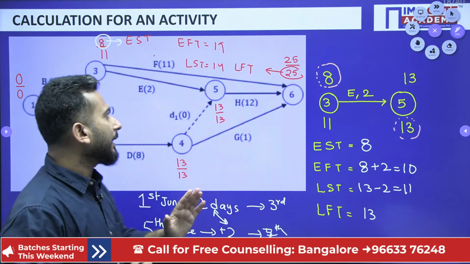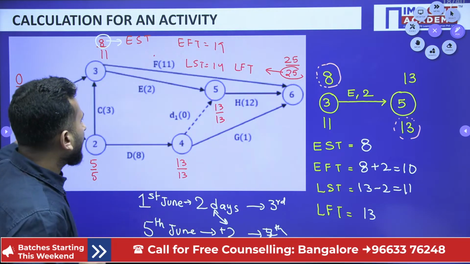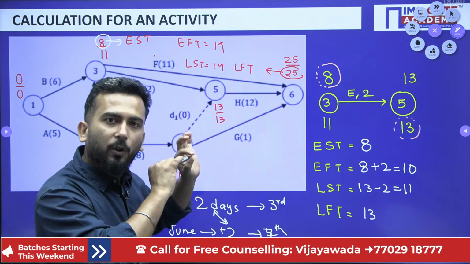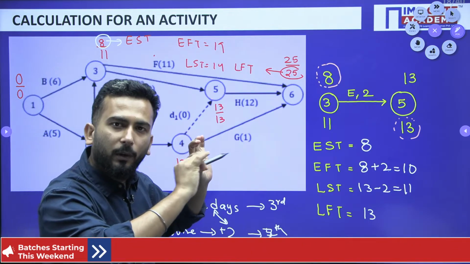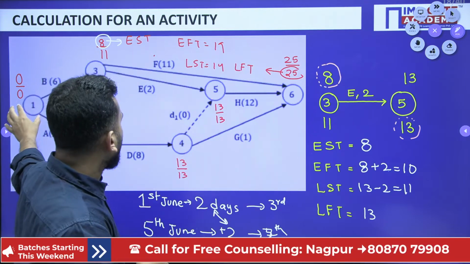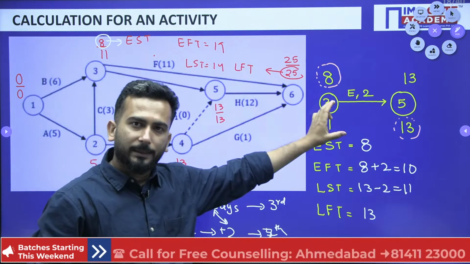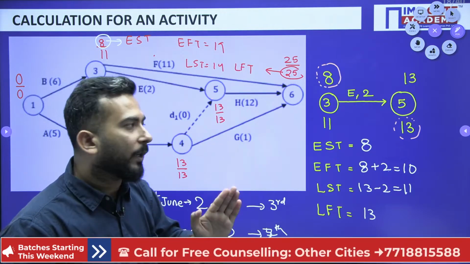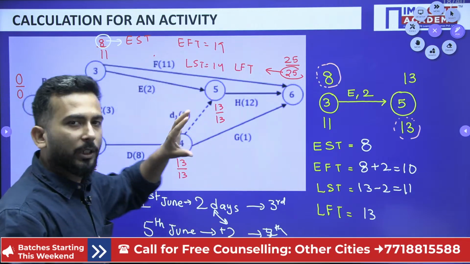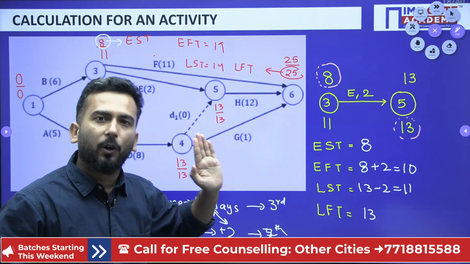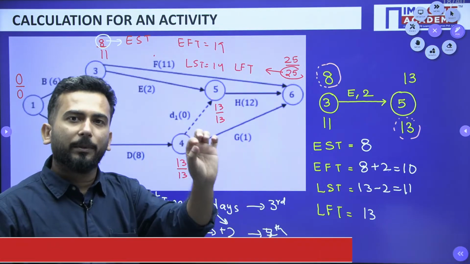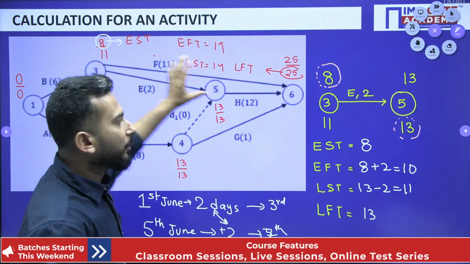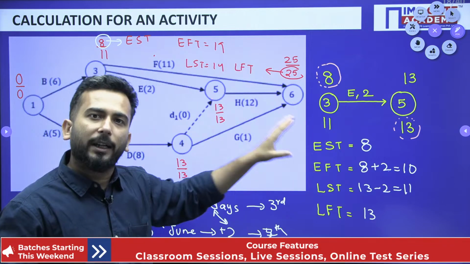The easy way is from beginning to end, you figure out all the paths which are leading from 1 to 6. You calculate the time which is required to complete from whatever activities are lying. You just add all those times and you will be getting one time duration. So many time durations you will get. So first figure out how many ways you can reach from beginning to end. Then you calculate the time for every path.